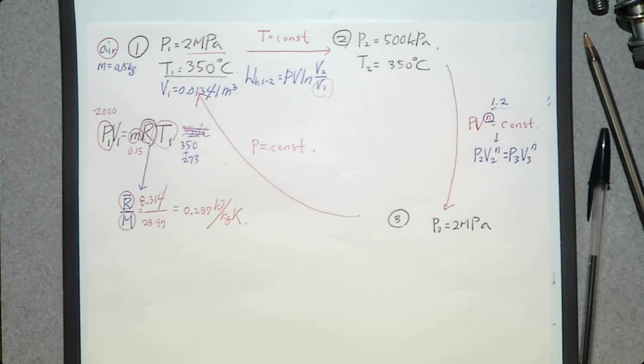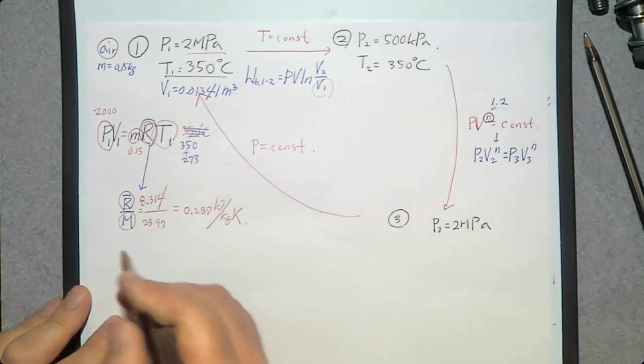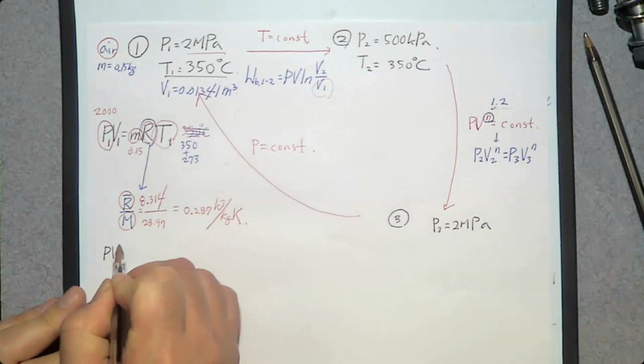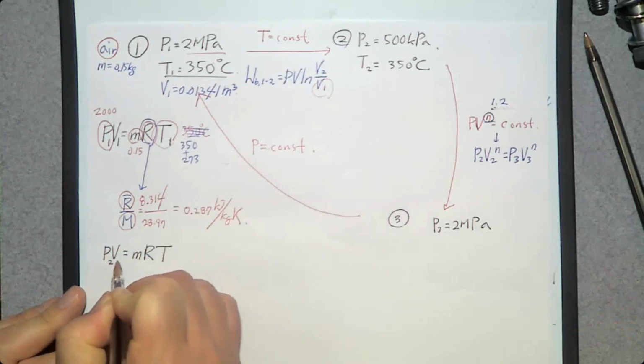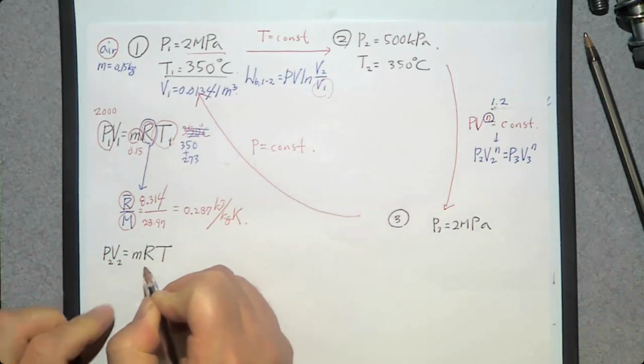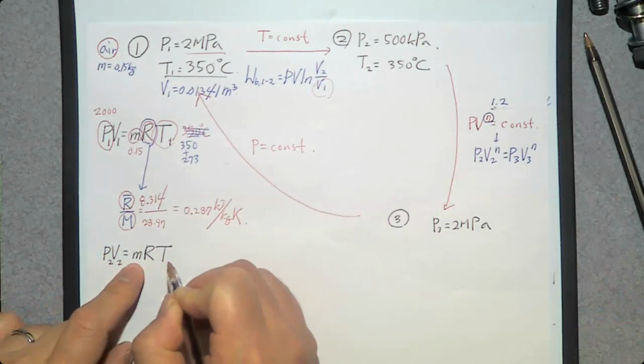But that's not enough to determine this moving boundary work. We need to know V2. So how can you determine V2? Completely using a new method? No, we can use the same PV = mRT at state number 2. So let's do that. P2V2 = mRT2. m2? No, it's a constant mass.